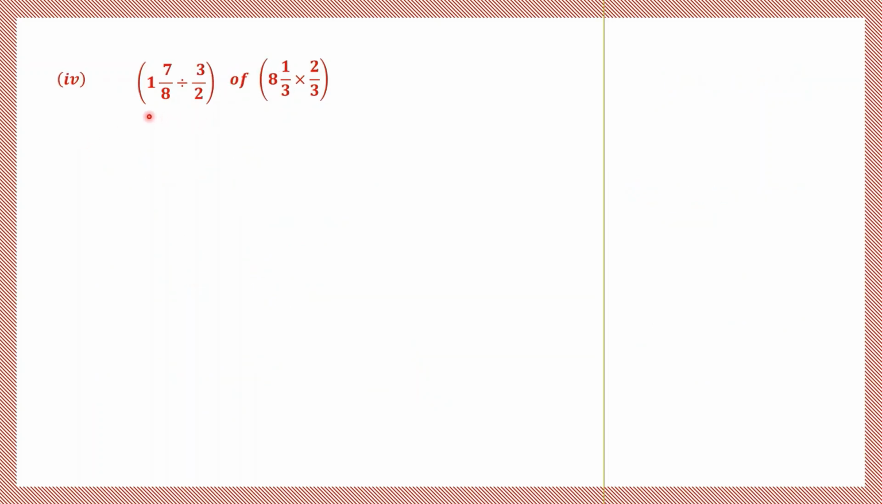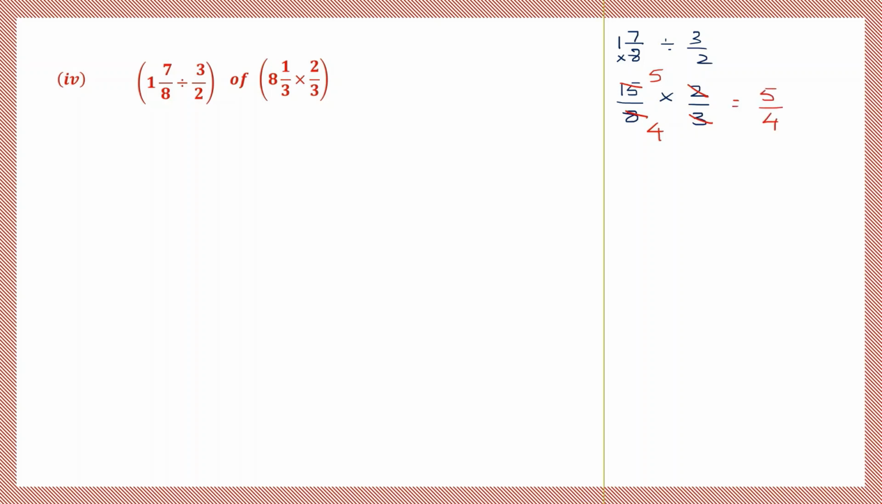So question 4, here we have brackets, of and brackets. So let's work out what's within brackets first. So the first bracket, let's take it: 1 and 7 by 8 divided by 3 by 2. So let's convert. 8 ones are 8 plus 7 is 15. 15 by 8, division changes to multiplication. 3 by 2 becomes 2 by 3. Now let's cancel. 2 4s are 8 and 3 5s are 15. So here what do we get? We get 5 by 4.